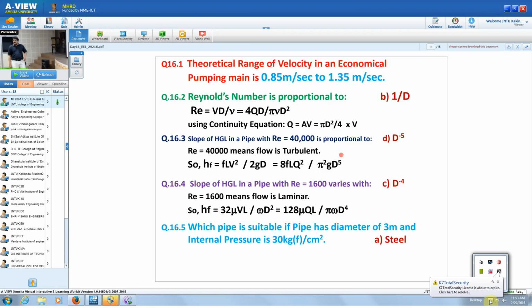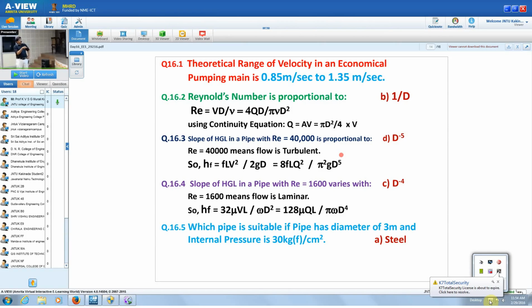It is a beautiful formula, because pi square is about 10 and g is 10, so pi square into g is 100. This figure of 100 should continuously tell you that this is the correct formula. So it shows that head loss is proportional to Q square, proportional to L, and proportional to 1 by D to the power of 5. So the answer is D to the power of minus 5.